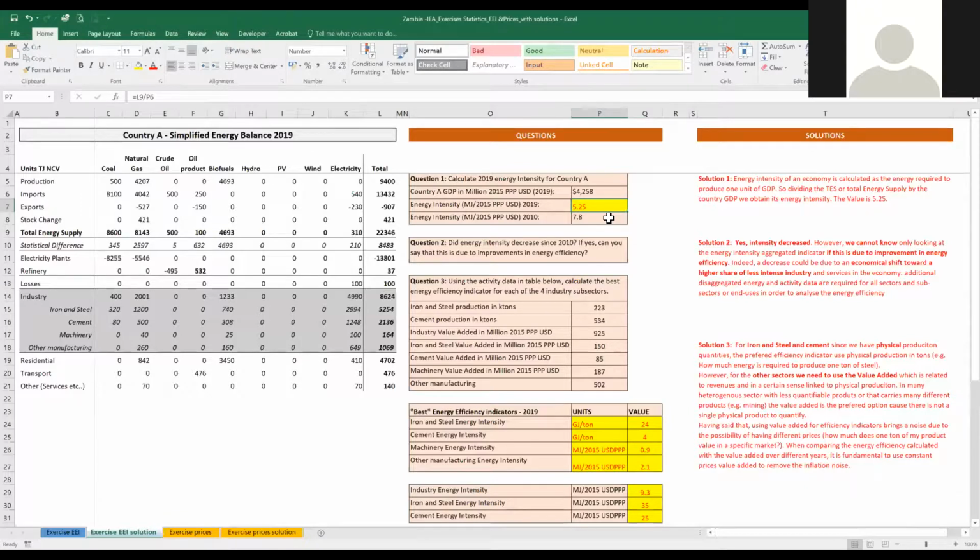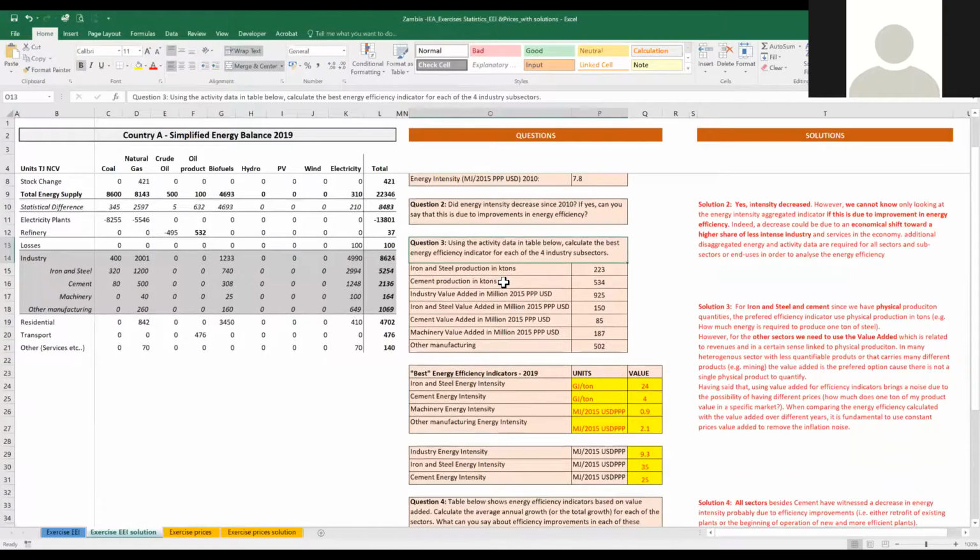A decrease here could be due to many reasons. It can be due to an economic shift towards a higher share of less intensive industries and services in the economy. So we really need additional disaggregated energy and activity data for all sectors and subsectors or end users in order to analyze energy efficiency well.